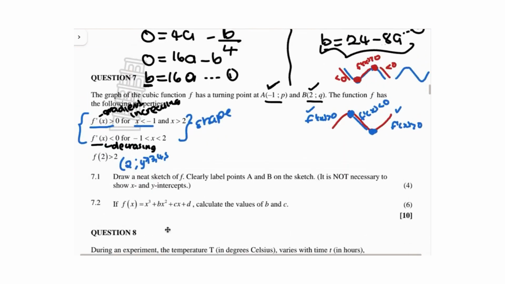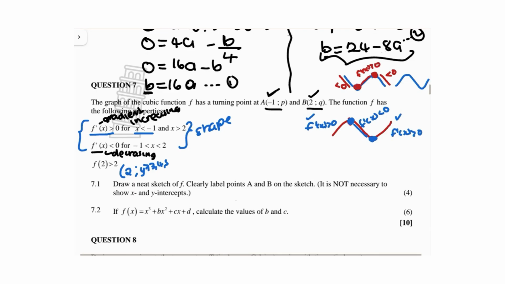So now they say draw a neat sketch of f, clearly label points A and B on the sketch, and it is not necessary to show x and y intercepts. So I'm just going to put my Cartesian plane there. Already we have the shape of the graph.